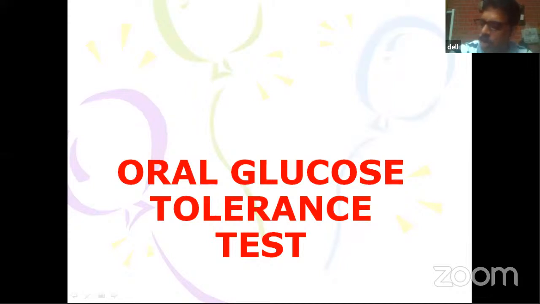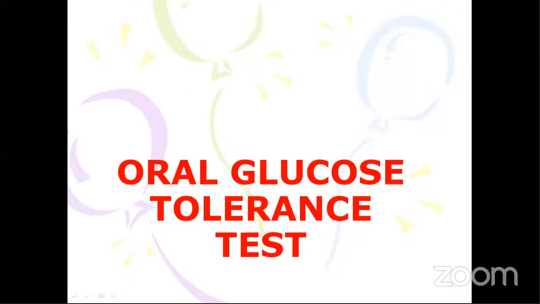So the fasting blood glucose level more than 126, and postprandial blood glucose level after 2 hours more than 200 milligram per deciliter, is diagnostic of diabetes mellitus. That is why we do FBS and postprandial blood glucose level after 2 hours, PPBS. Okay? Yes sir.